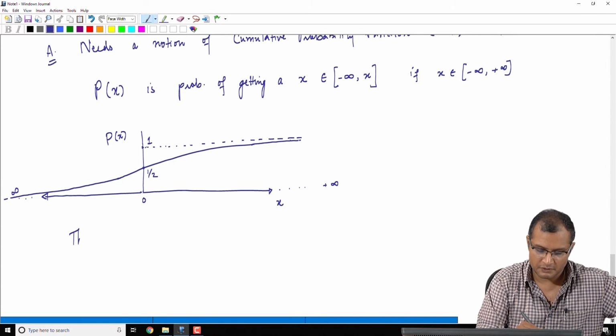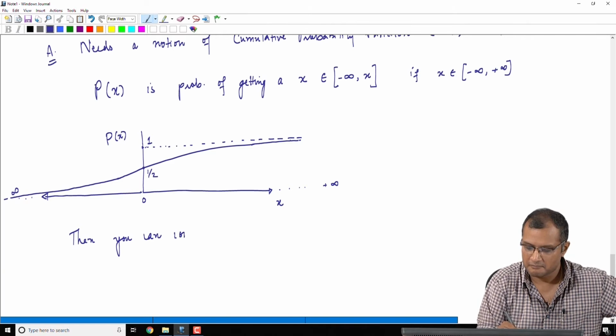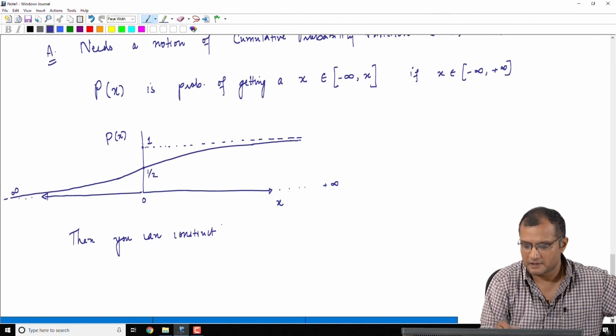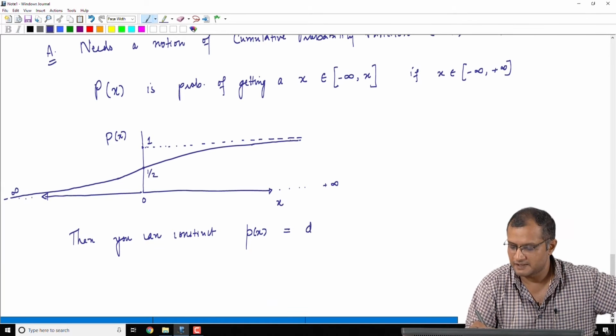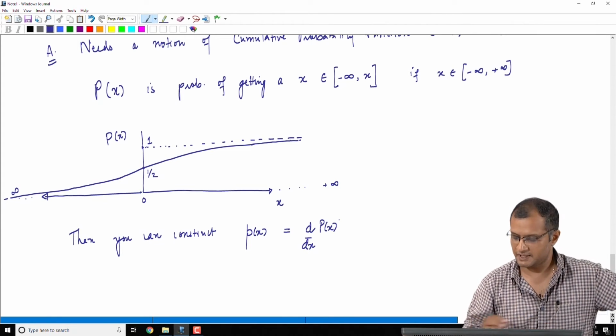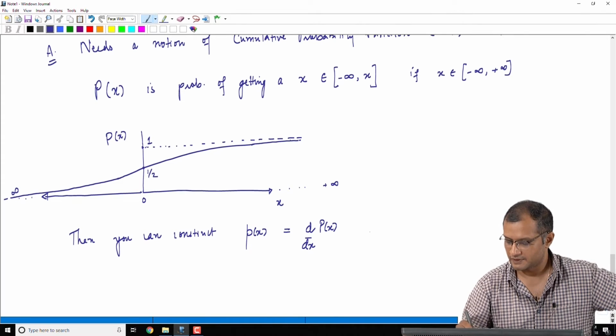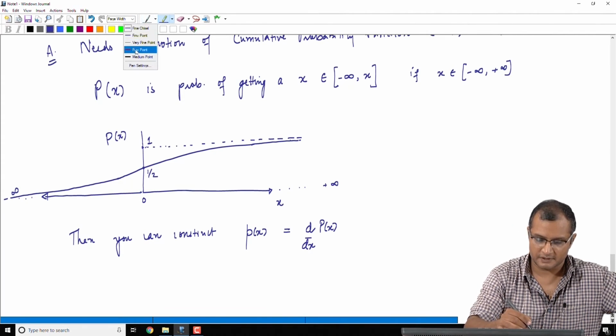Then you can construct the probability density function p of x as simply the derivative of the cumulative probability function. So, this is the definition of the probability density function.